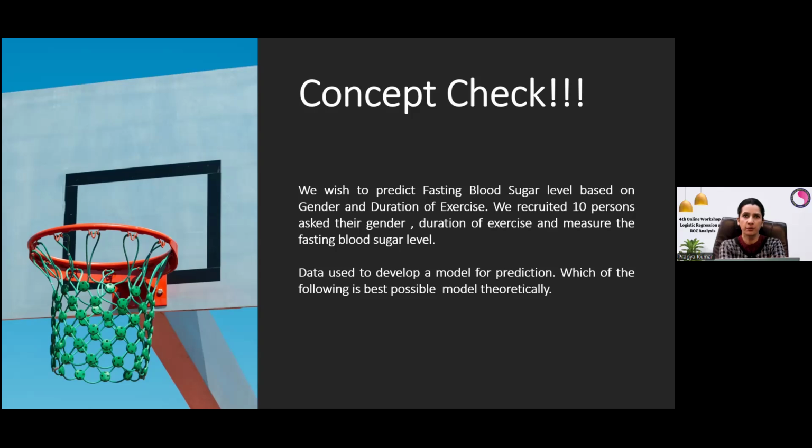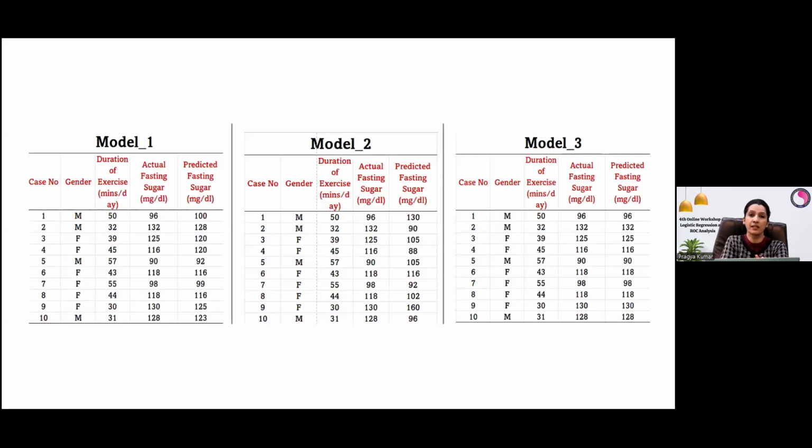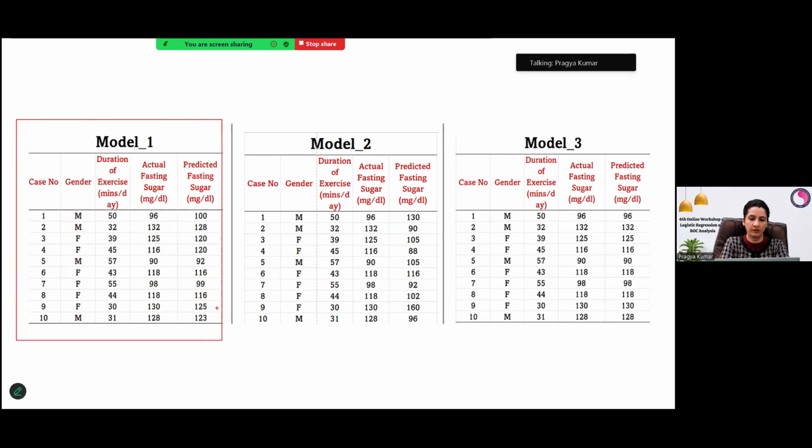If we wish to predict the fasting blood sugar based on gender and duration of exercise, we recruited 10 persons, asked their gender and duration of exercise, and measured their fasting blood sugar. We have used this data to develop a model. So which of the following is the best model theoretically? Here you can see three models. This is model 1. This is model 2. And this is model 3.